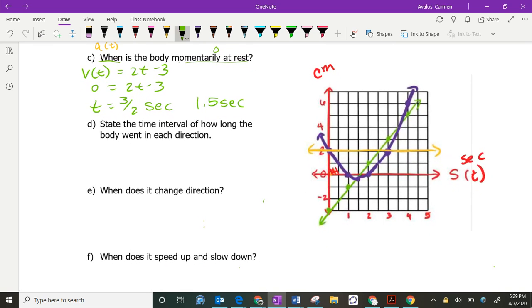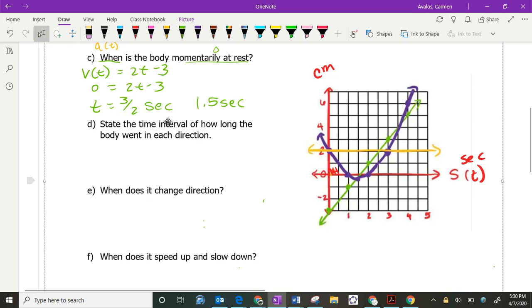Okay, state the interval of how long the body went in each direction. So when did it go to the left? When did it go to the right? When did it change direction? So if we're going in the left direction to get to home and then pass home in the same direction, we're still going left. And then we stop and we turn back around in the opposite direction. So that now means that we're going in the right direction, and then we keep going in the right direction.